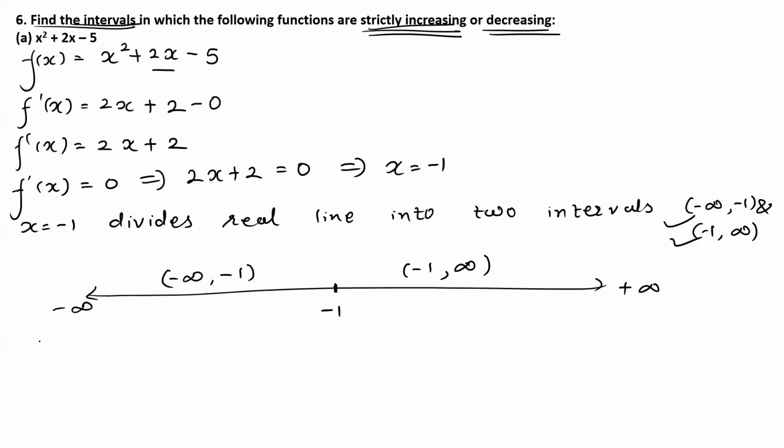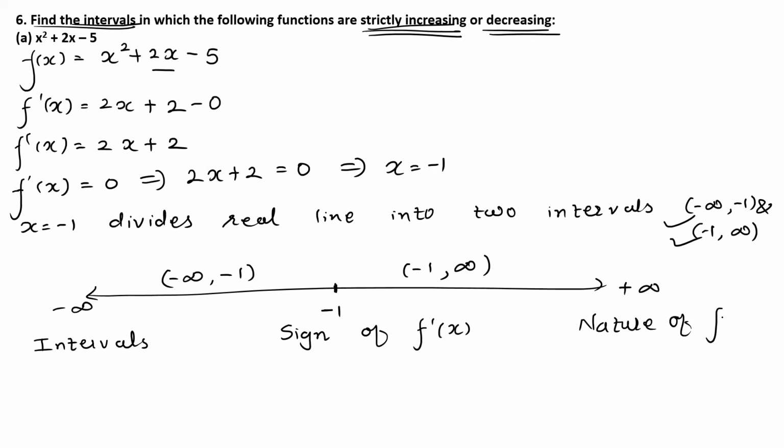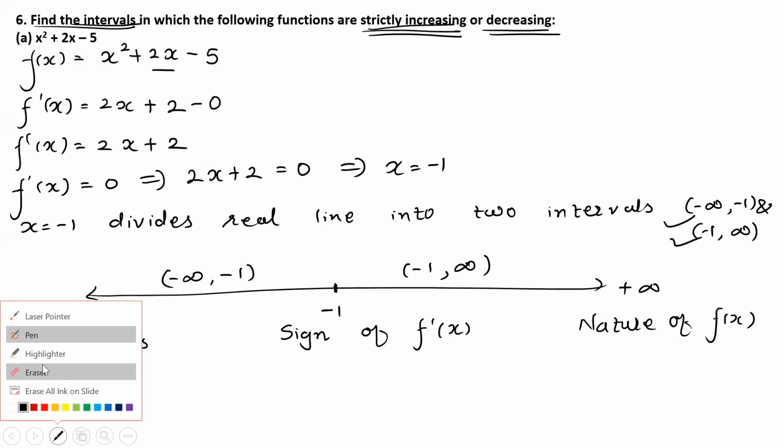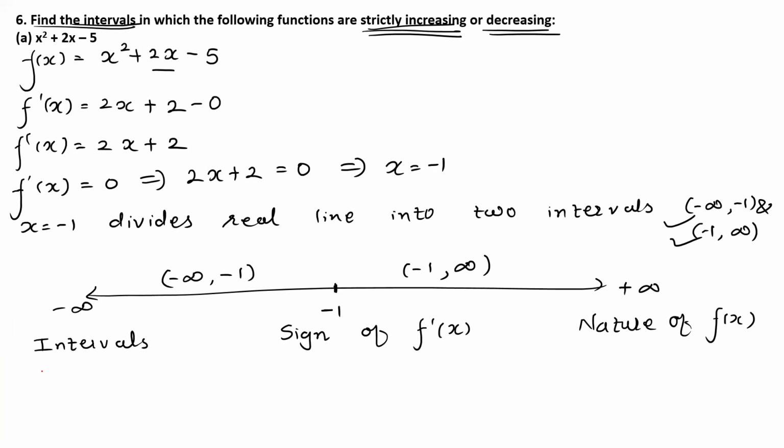So here we are going to do the direct one. Since we have only two intervals, we need the sign of f dash x and the nature of f(x), the nature of the function. So what do we have to do? We will write two intervals, minus infinity to minus 1 and minus 1 to positive infinity.